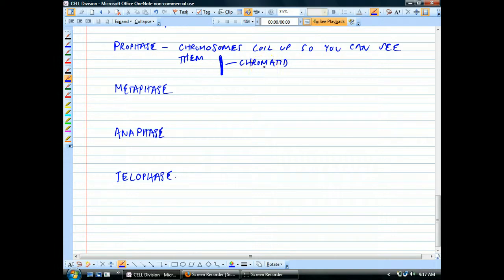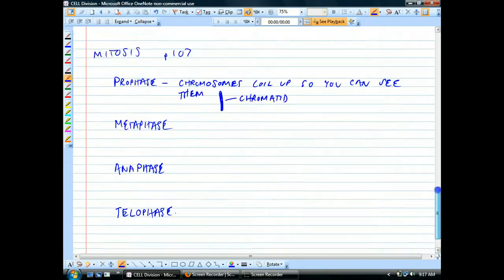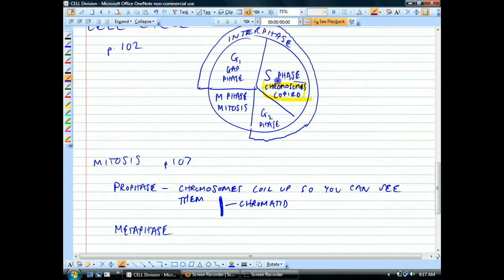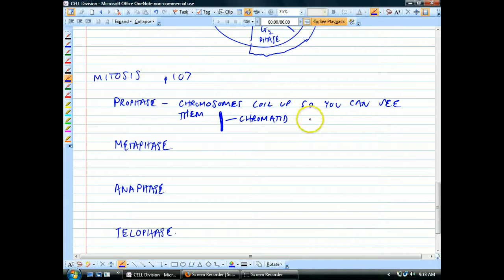Okay, so this is a chromatid. Now listen. If you look back up here, you will realize that chromosomes have already been copied. So the second thing that happens in prophase is that you get the 2 copies joining up to each other like this. These are the 2 copies.